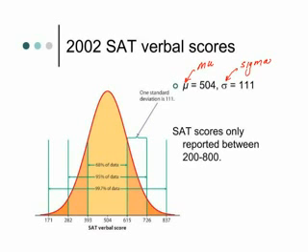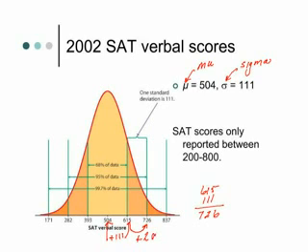On the horizontal axis, the mean is directly in the center. Then add 111 to get 615, which is plus 1 standard deviation from the mean. Add another 111, 615 plus 111, 726. And this is plus 2 standard deviations above the mean value.